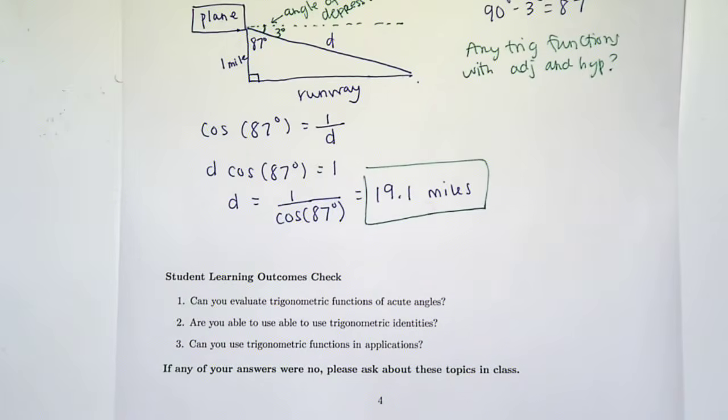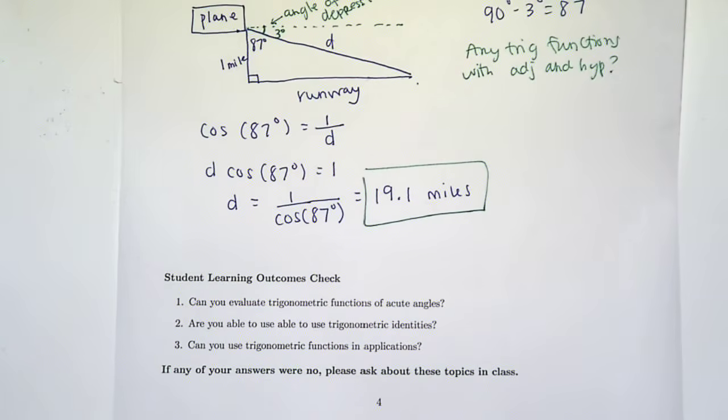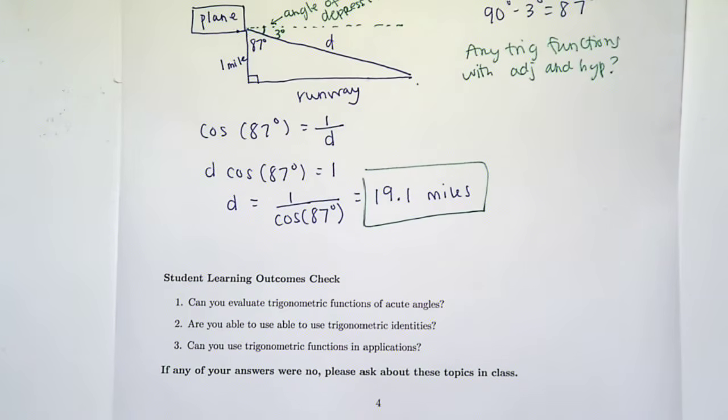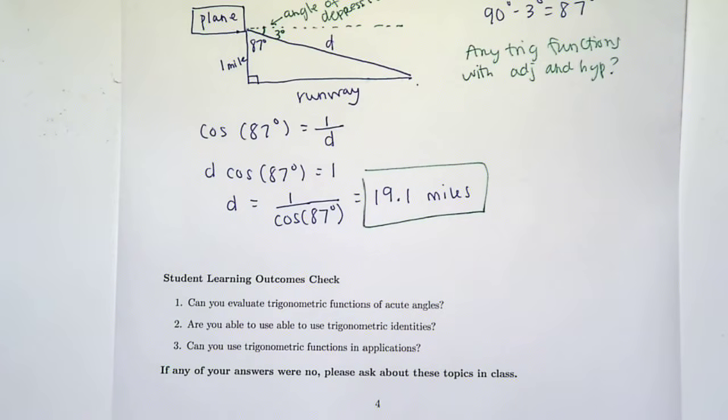All right, so in this section, make sure you can evaluate trig functions of acute angles, so those angles that are less than 90 degrees, the ones that will be inside of a right triangle. Also, are you able to use trig identities? We know that we have reciprocal identities, so sine is the reciprocal of cosecant.